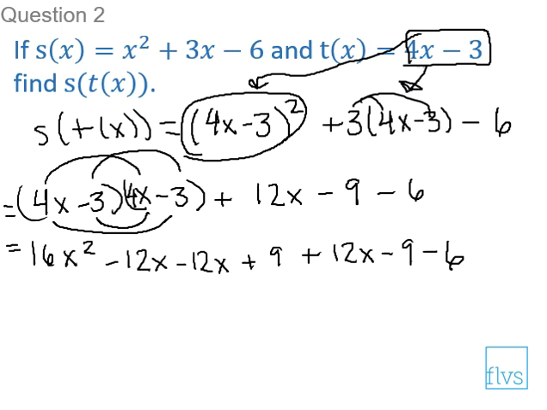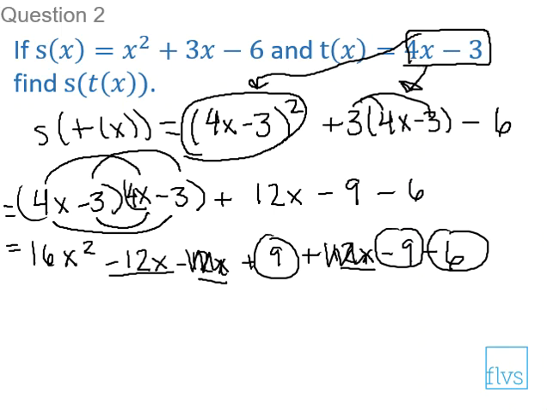All right, now we have to find our common terms. So we have a negative 12x and a negative 12x and a positive 12x. So one of the negatives and the positive cancel. So we're just left with negative 12x. And then here again, we have a positive 9 and a negative 9, and those can cancel. So we're left with 16x squared minus 12x minus 6.